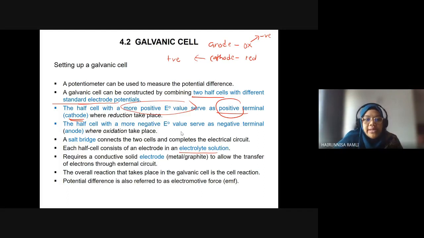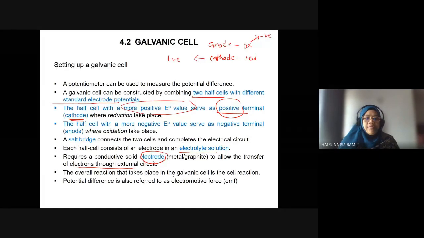Okay, requires a conductive solid electrode. Electrode tu sendiri mesti solid lah. Electrode kan, dia mesti metal lah biasanya, or graphite, to allow the transfer of electron through the external circuit. So tujuan elektrod tu adalah untuk elektron tu lalu kat dia.